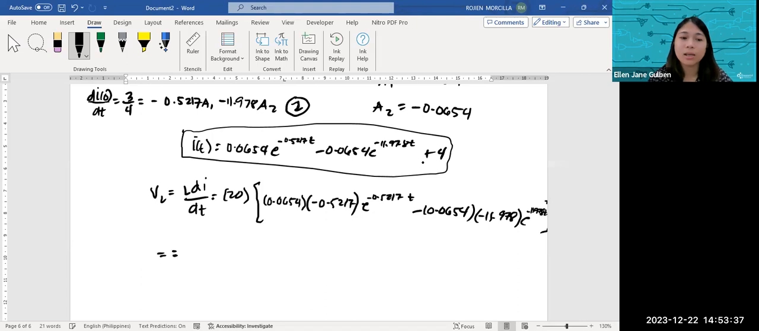So you will get an inductor voltage of negative 0.34 times 20.